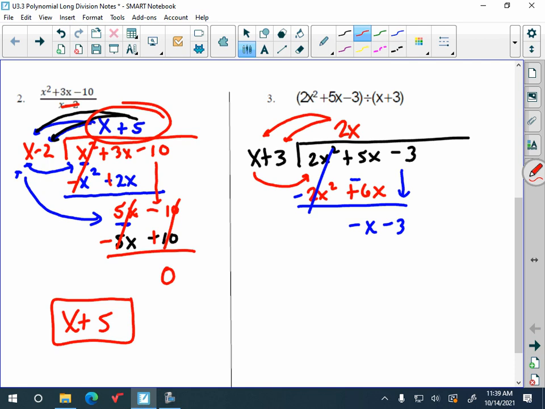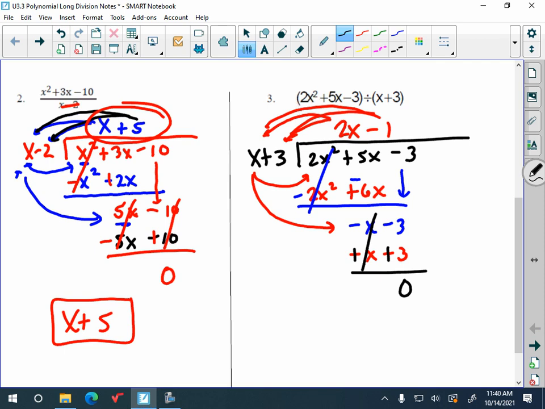Okay, let's repeat it one more time. So x times what is negative x? Negative 1. Take the negative 1 and distribute that over. Negative x minus 3. Draw a line underneath. Change both signs to their opposites. Add down. That cancels out. Negative 3 plus 3 is 0. So our answer is 2x minus 1.